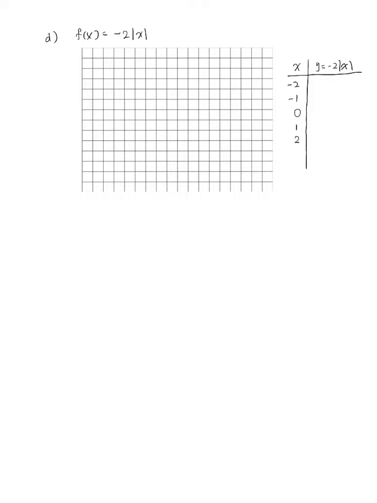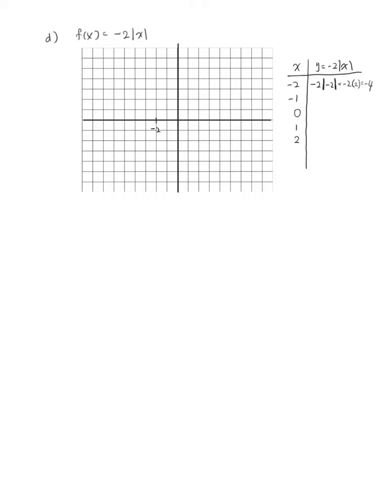Okay, so when x is -2, our y value is going to be -2 times the absolute value of -2, which is -2 times 2, since the absolute value of -2 is 2. So it looks like it's going to go to -4. Let me make the grid first. Okay, so I'm going to plot x is -2.